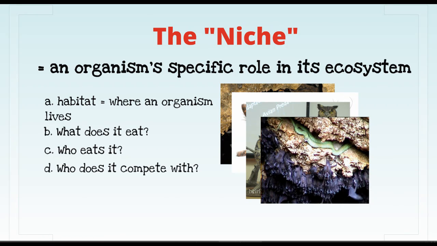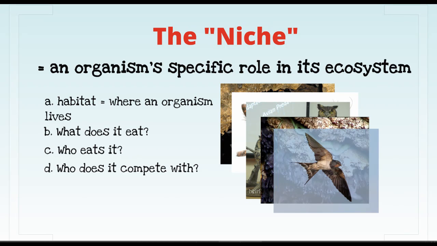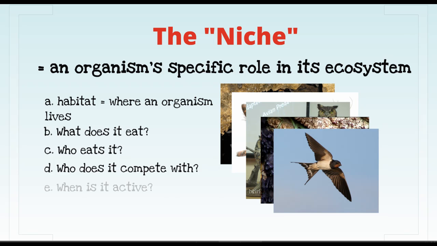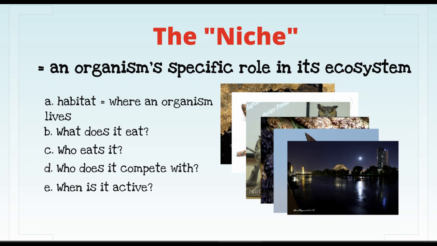Who does it compete with? Another part of your niche is who's trying to eat the same food as you. Swallows are a great example of bat competitors. They live in similar habitats and eat similar flying insects. When is it active? Bats are active at night, swallows are active during the day, and so this actually illustrates a concept in ecology that organisms will specialize their niche so that they don't entirely overlap with another species, and that's going to be a selective pressure for different species.